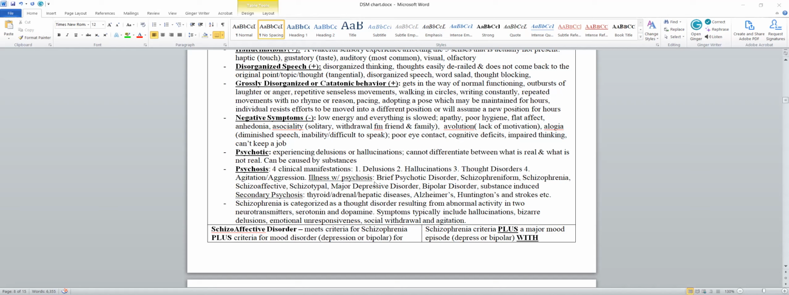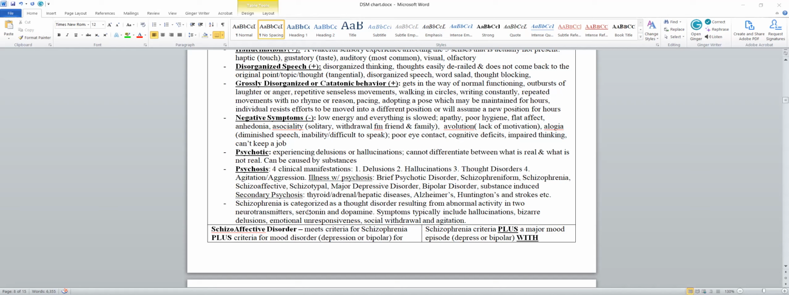Some illnesses with psychosis include brief psychotic disorder, schizophreniform, schizophrenia, schizoaffective, schizotypal, major depressive disorder, bipolar disorder, and substance-induced. Secondary psychosis can be caused by thyroid, adrenal, hepatic diseases, Alzheimer's, Huntington's, and strokes.